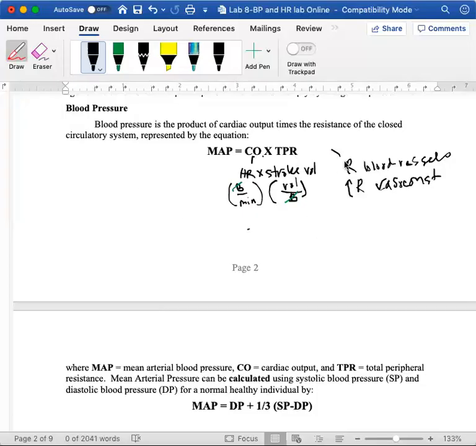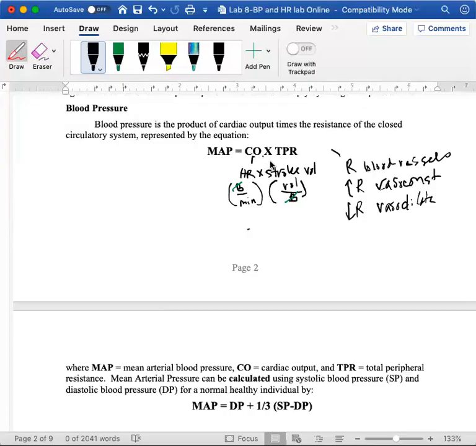What happens? How do we get a decrease in resistance? So decrease resistance, that, good, we're going to what? We're going to make the space bigger for those blood vessels, so we're going to vasodilate them. Good. And so when you vasodilate the blood vessels, you open up, resistance drops, and so MAP is going to drop.